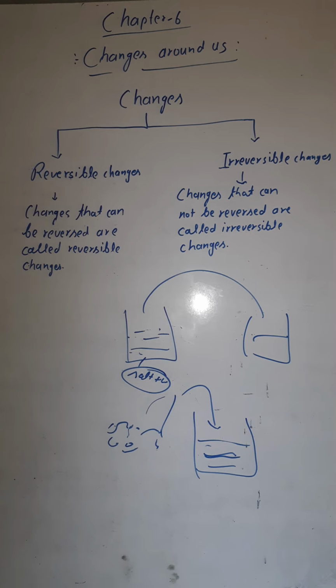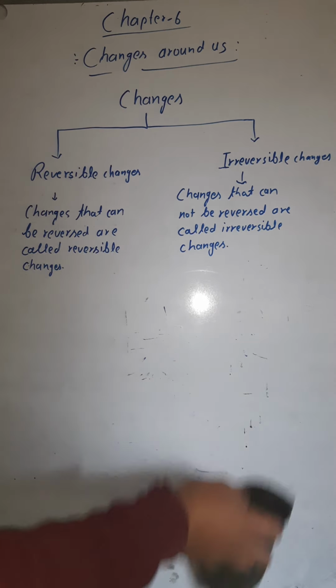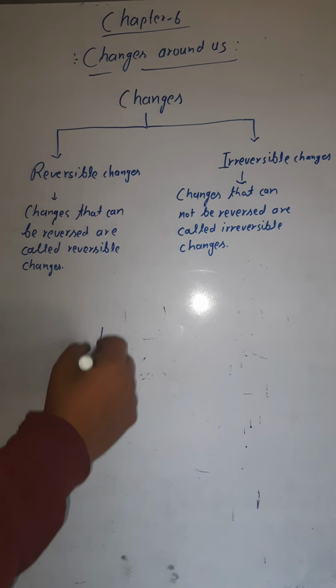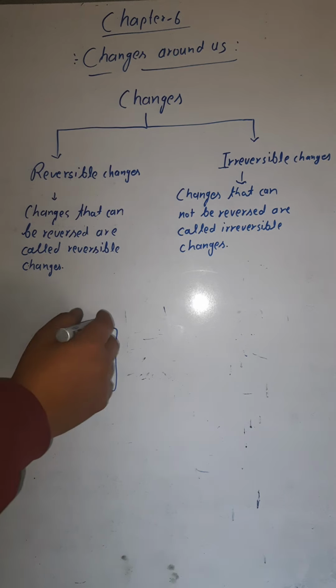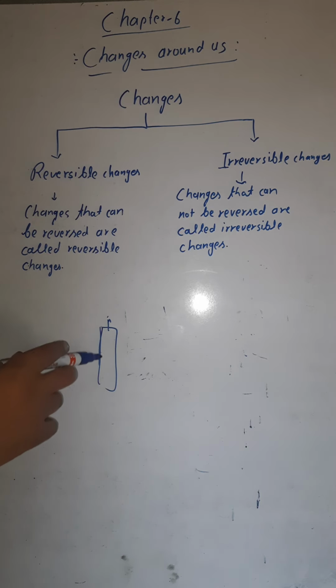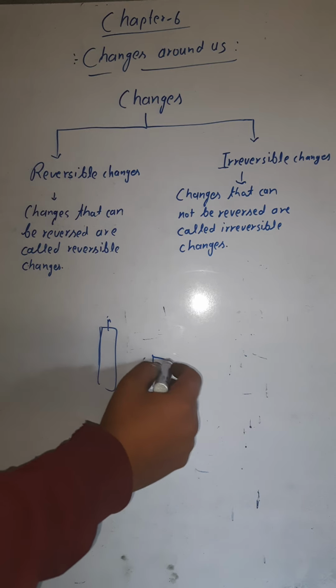One more example, let me tell you. Suppose you light a candle, the melting of a candle. Let's say this is the candle, and once you light it, it starts melting and comes into this one shape now.